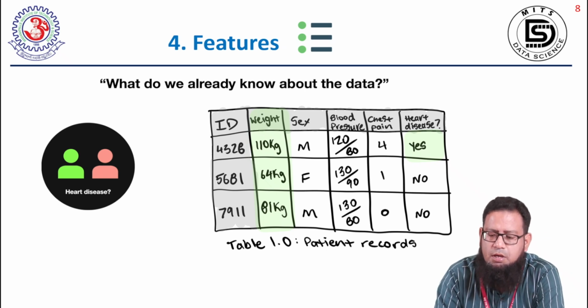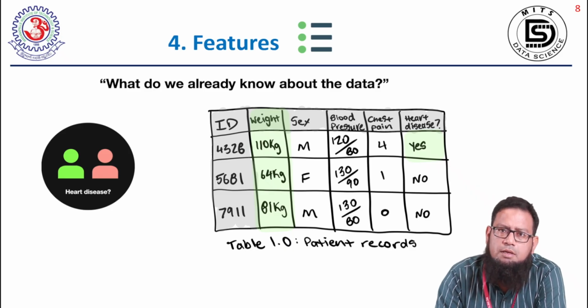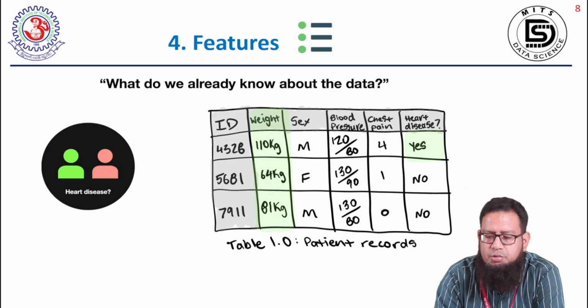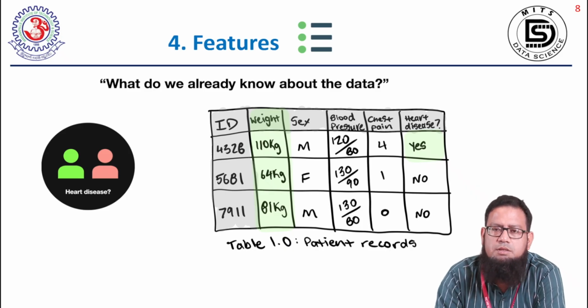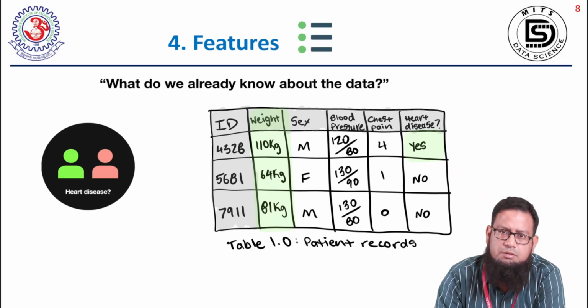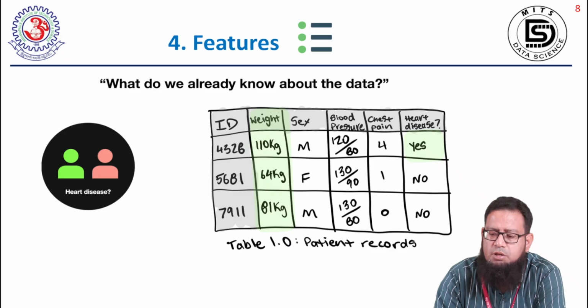So now you need to understand, out of all these, which is a feature? ID is a feature, weight is a feature, sex is a feature, blood pressure, chest pain, all these are called features. In other words, these are also called variables, or in a very layman approach, you can say it's a column name. Features is a very technical term. So now, out of all these features, which features are very important to predict the target? Target means I'm talking about the heart disease.